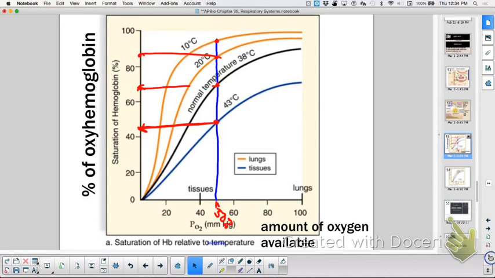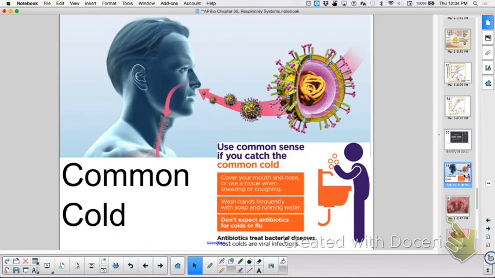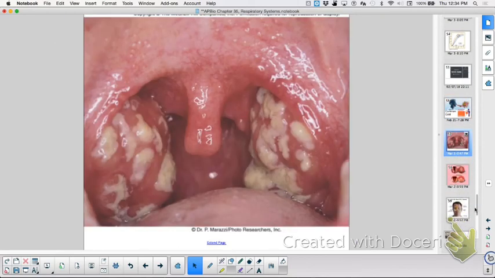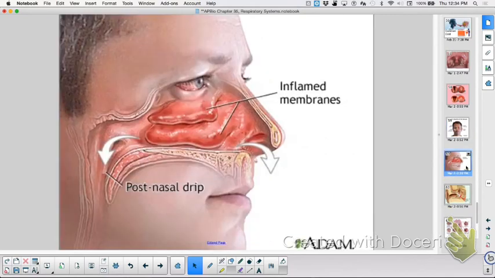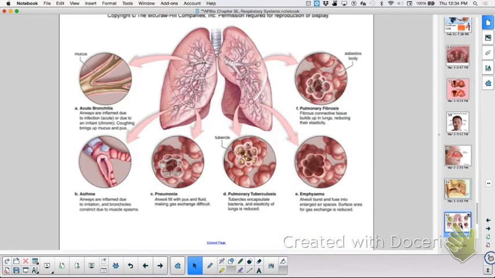Okay, and then the last part, just talked about different diseases you can get, and they're not going to test you on the diseases. I just thought you might find them interesting. Yeah, so here your tonsils are infected, laryngitis, sinusitis, some more sinusitis. Even though you're talking about the respiratory tract, you can have an earache because that's connected, because you have a eustachian tube, it can get blocked. And then these are all bad things that can happen to your lungs.